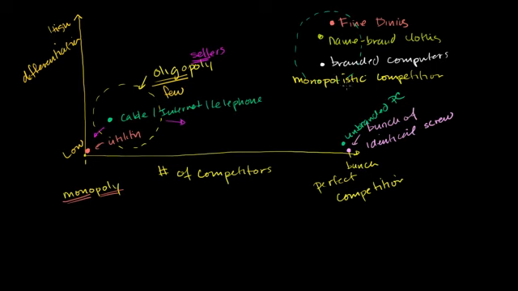And the best giveaway between a monopolistic competitor and a perfect competition is that there is some differentiation with the products over here. There is maybe some branding here. There's maybe some quality difference between the products.